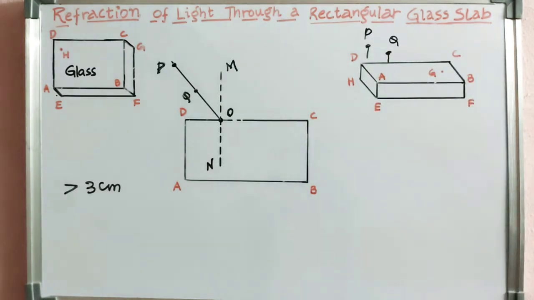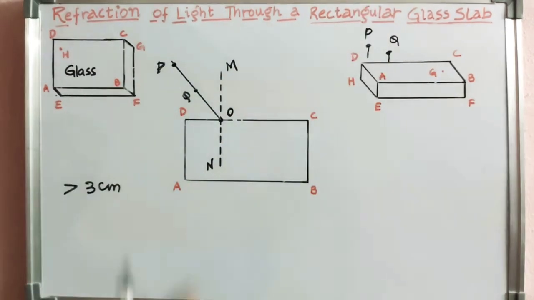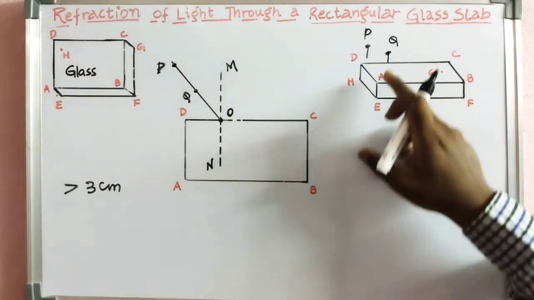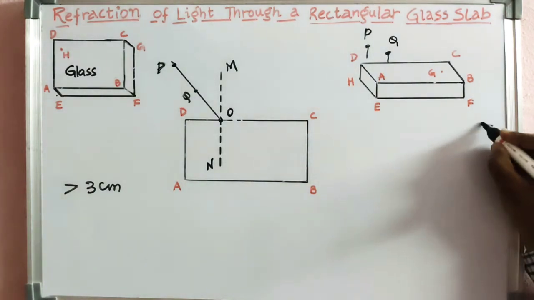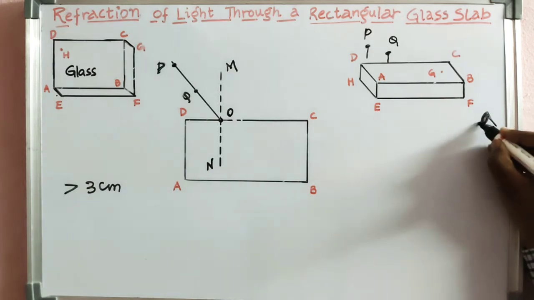Correct? When you are seeing it through this face AEFB, pin P will be perpendicular to the paper, right? It is standing there. Can you see that? Pin Q also. Now you have to see through the rectangle ABFE. I'm drawing how you have to see. See, this is your eye.